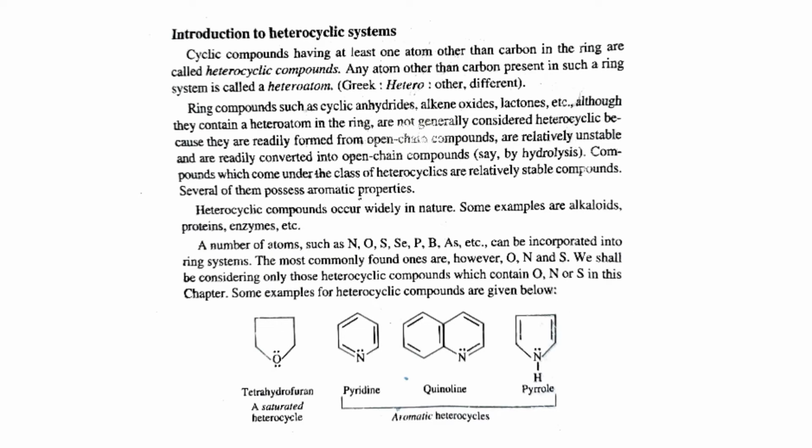Heterocyclic compounds. First of all, what is meant by heterocyclic system? That is, cyclic compounds having at least one atom other than carbon in the ring are called heterocyclic compounds.